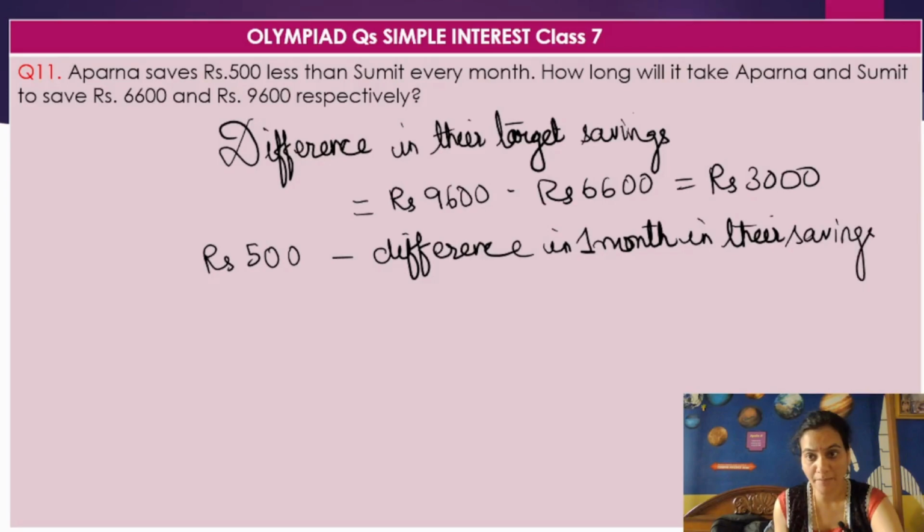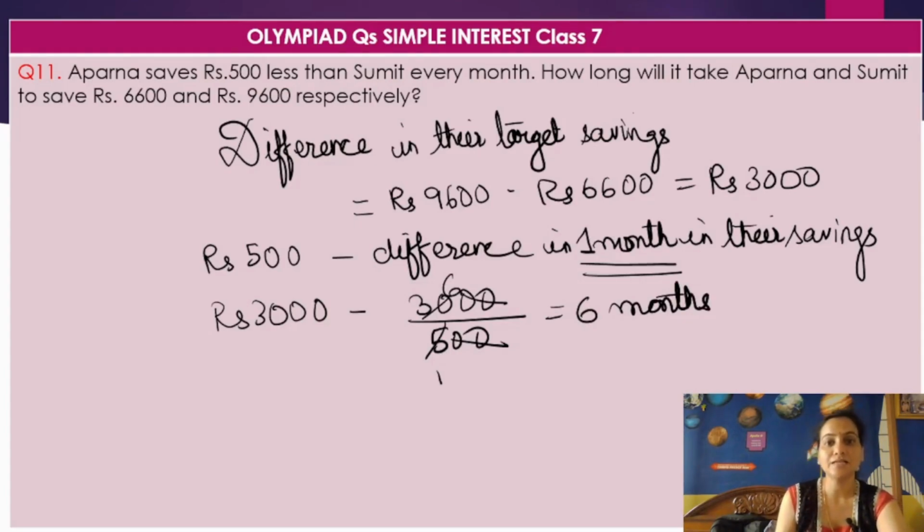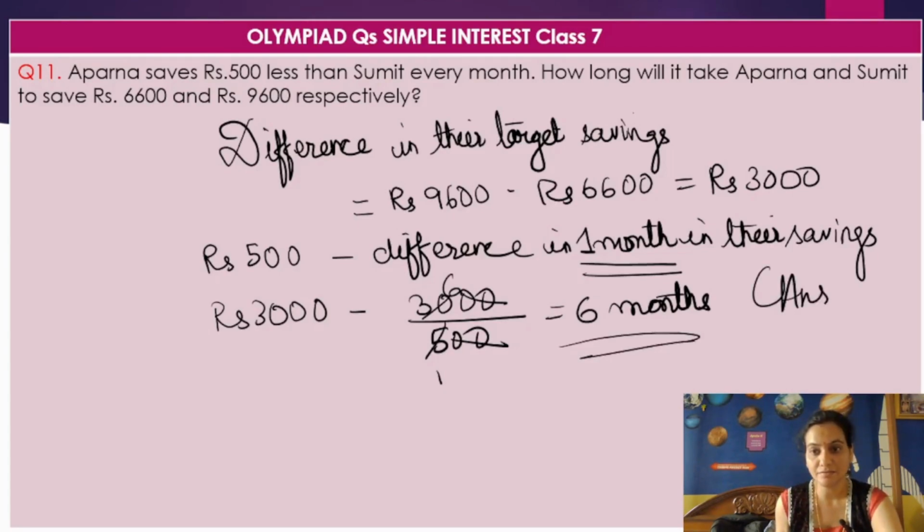So the important part here is 1 month. So for rupees 3,000, how many months will they require? That will definitely be 3,000 divided by 500. So that will be 5 ones are 5, 5 6s are 30, 6 months. So 6 months is the time it will take for both Aparna and Sumit to save 6,600 and 9,600 respectively. Okay, so this is the final answer.